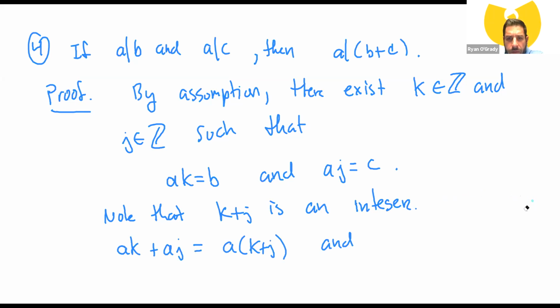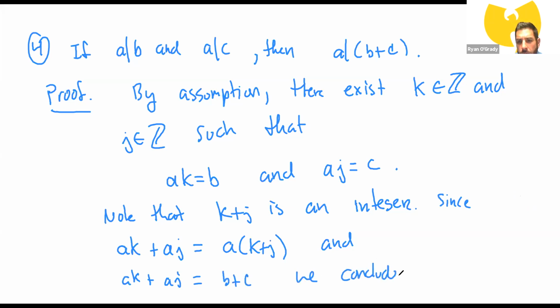So let's write it a little differently. So since AK plus AJ is equal to this, and AK plus AJ is equal to B plus C, we conclude that A times (K plus J) equals B plus C. Hence, A divides B plus C. Should put that in parentheses.